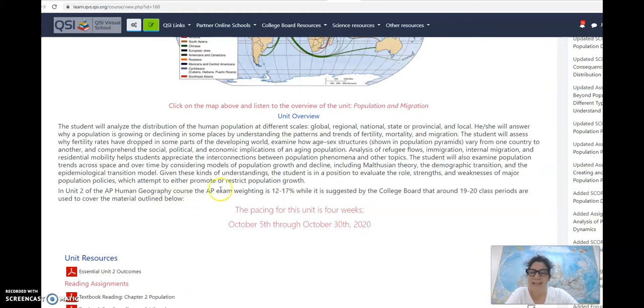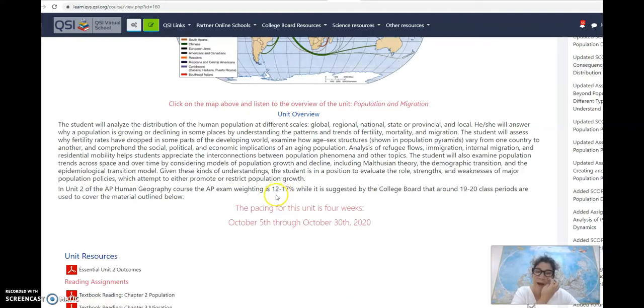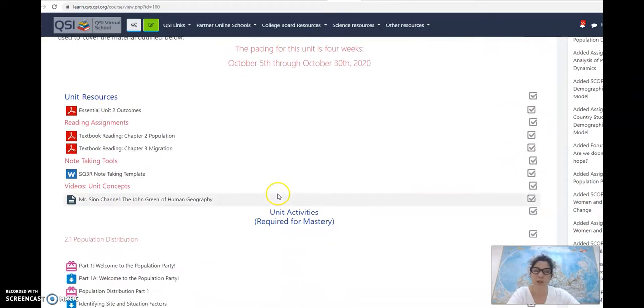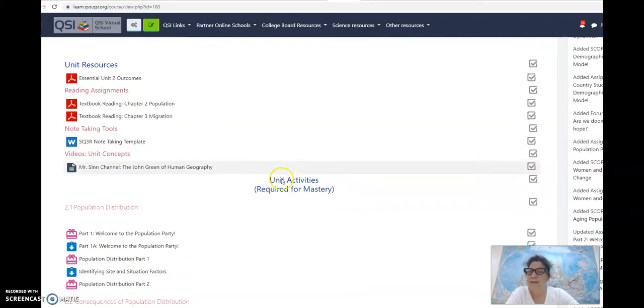You can see that the College Board weights this unit between 12 and 17%, and they suggest that we spend between 19 and 20 class periods on Essential Unit 2 or Topic 2. This unit will be open for 4 weeks. And then the resources that you need for the unit are provided for you here. The unit outcomes are here. The 2 chapters for this unit.